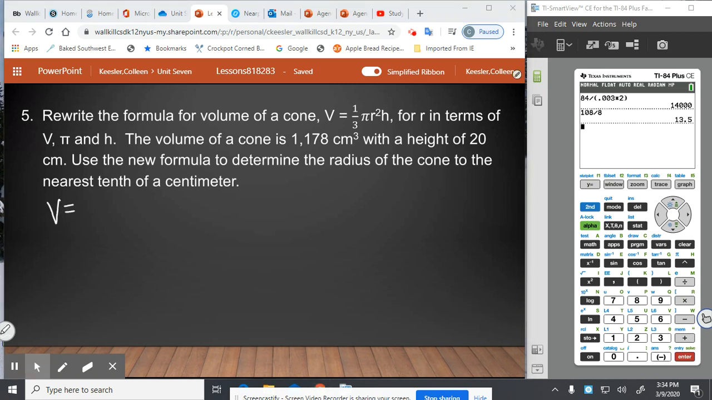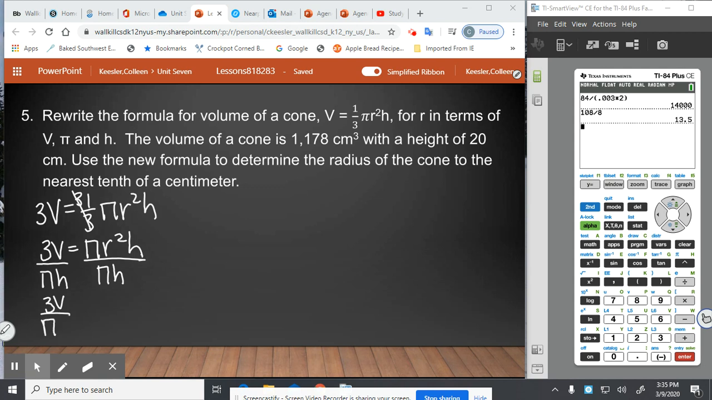So volume equals 1/3 pi r squared h. Solving for r squared, to isolate the r squared, I'm going to multiply by 3 first. So 3v equals pi r squared h. And I'm going to divide by pi and h. So 3v over pi h equals r squared. Then I'll take the square root. So r equals the square root of 3v over pi h.